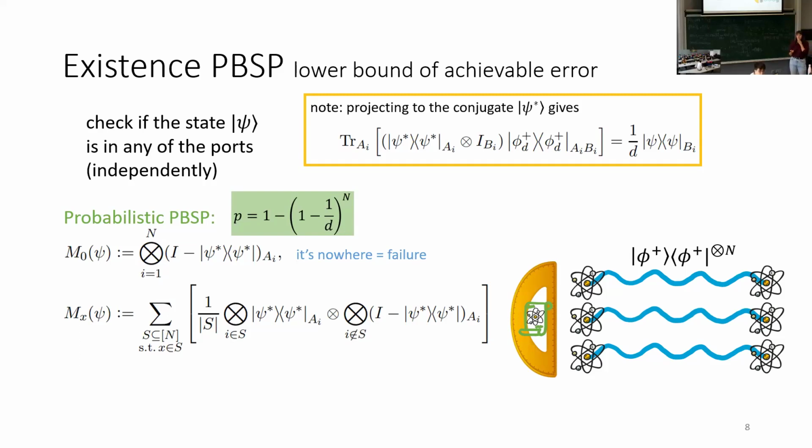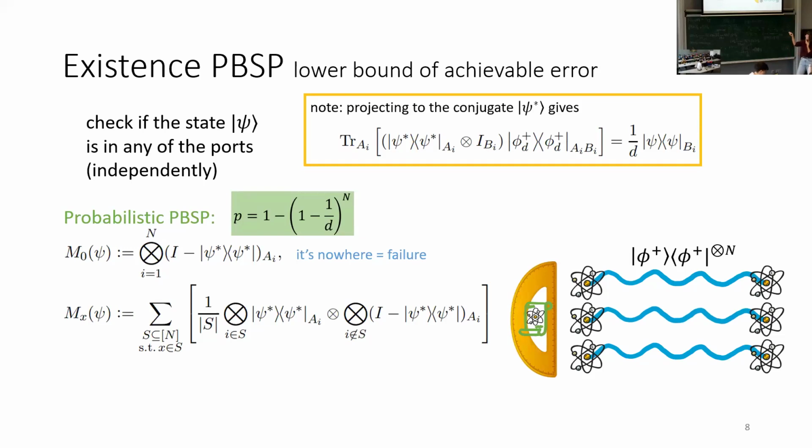Is this the same as just doing teleportation many times and then post-selecting on it being in the 0 state one time? Is this a different protocol than just doing teleportation with my first EBIT pair, and if I didn't get the version without any error, I go to the next one? Let's try it. Is that the same as this?